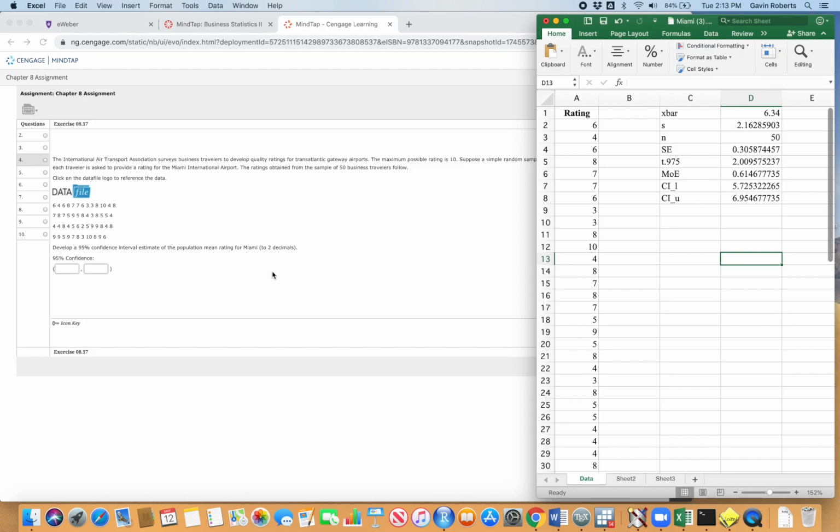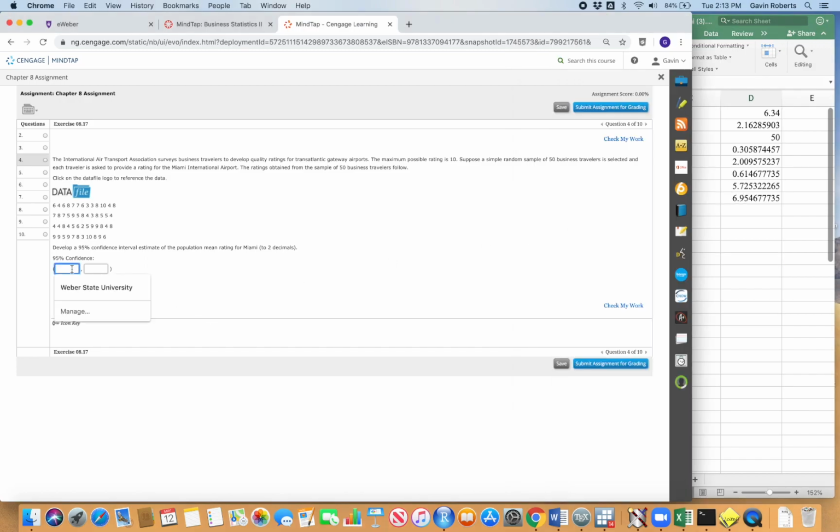Then that wants 2 decimals, 5.7273, 5.73. 5.73. 6.95. 6.95. It's always scary. This is the scariest part.